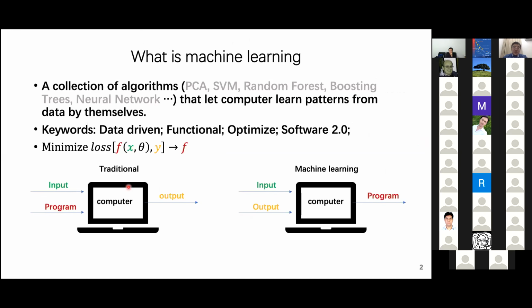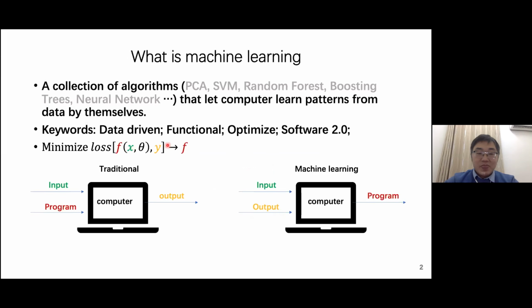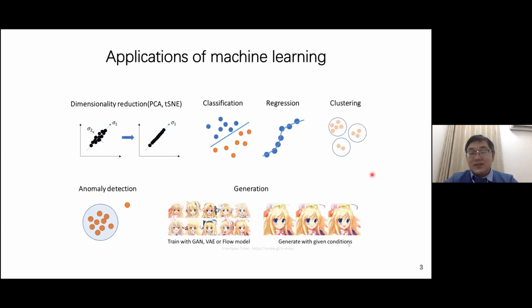Because traditionally, you feed the input and the program to the computer, and the computer produces some output. Using a machine learning algorithm, actually it takes in input and output. And by optimization, it learns a parameterized function, which is a program. So that's why it's called software 2.0. And nowadays, machine learning has been applied to many different tasks.